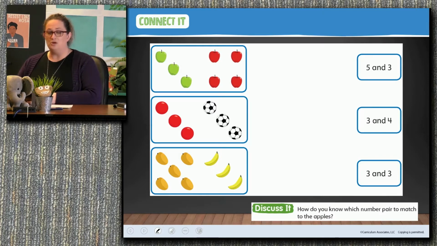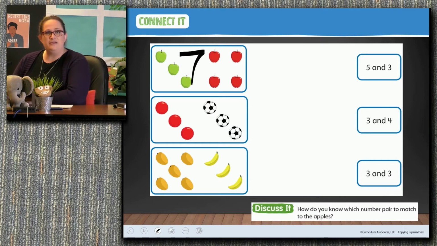Well, what do you see in the picture of the apples? 3 apples are green and 4 apples are red. 3 and 4 make 7. I wonder which thing over here on the right we'll match it with. Let's read them and see if we can find one that's the same.